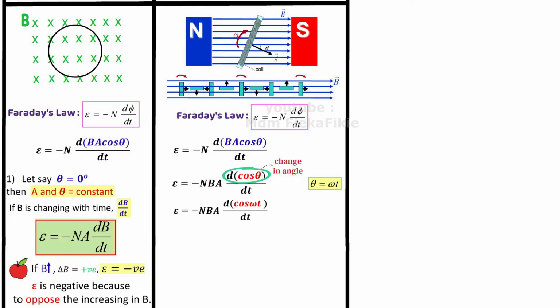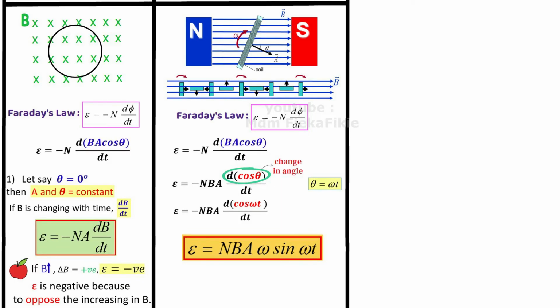Jadi sekarang kita bolehlah differentiate cos omega t. So ingat ya, differentiate cos akan dapat negative omega sin omega t. Jadi akhir sekali, untuk menjawab soalan induced EMF in a rotating coil, we will use this equation EMF equal to NBA omega sin omega t in order to calculate the value of the induced EMF. Okay?